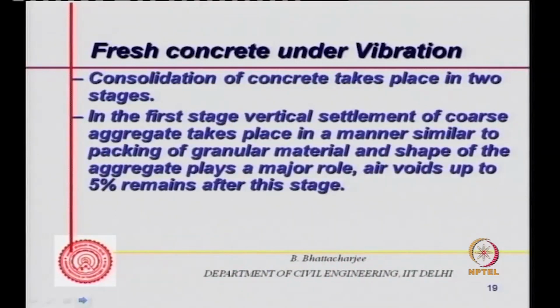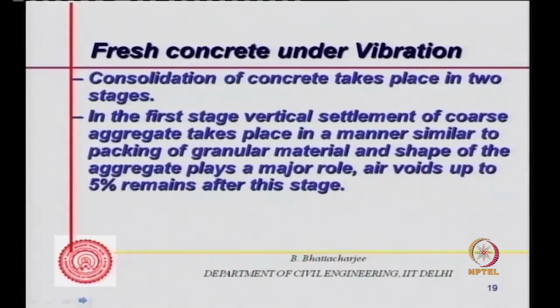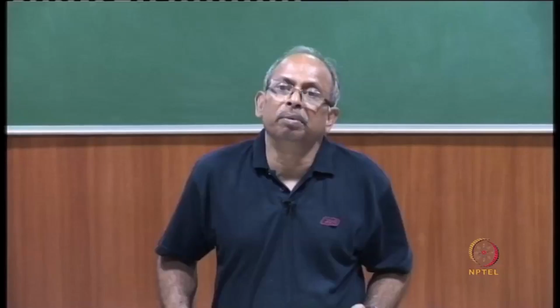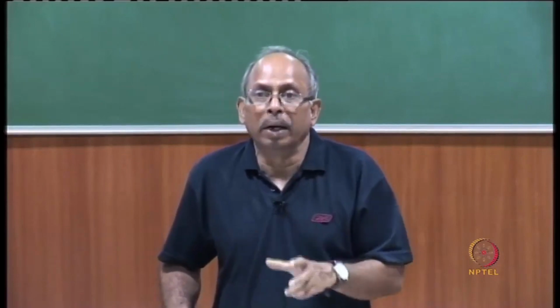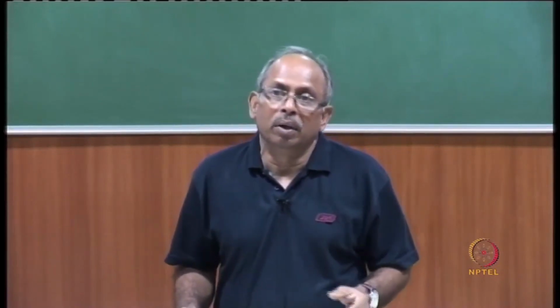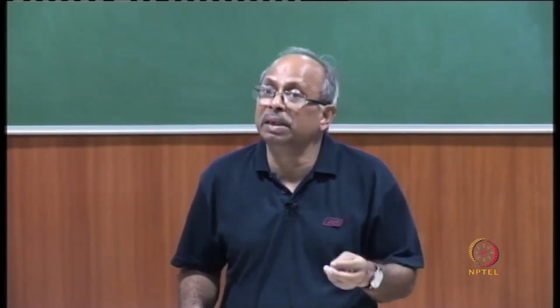In the first stage, vertical settlement of coarse aggregate takes place in a manner similar to packing of granular material, and shape of the aggregate plays a major role. Air voids up to 5% remain after this. Spherical particles will actually easily roll over, and therefore, in the first stage itself, vertical settlement becomes easier for rounded aggregate.